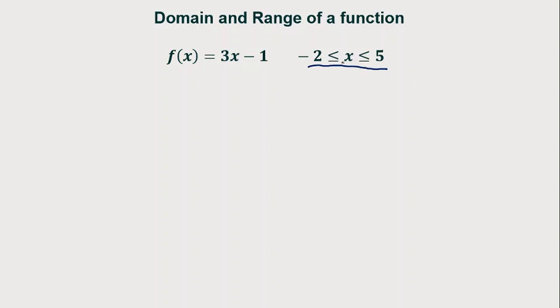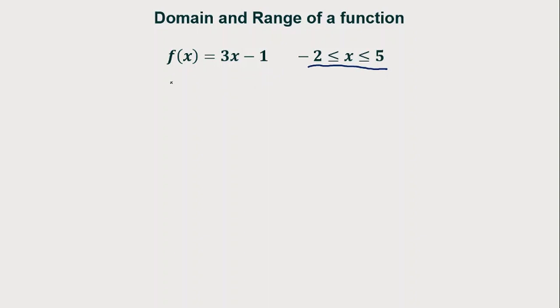So x cannot take any values lower than -2 or higher than 5. It takes all the other values in that region. So what we might be interested in is to see what our outputs can be. What can we expect the function to do for us?